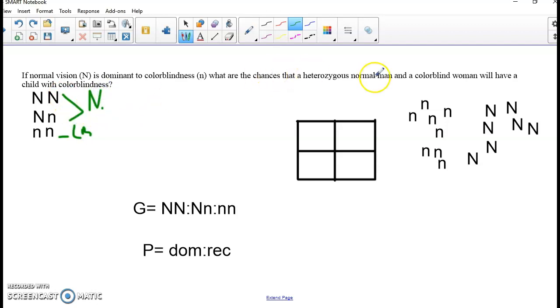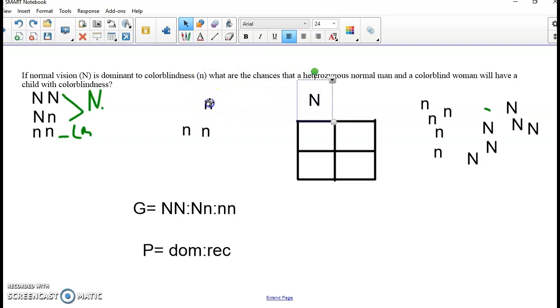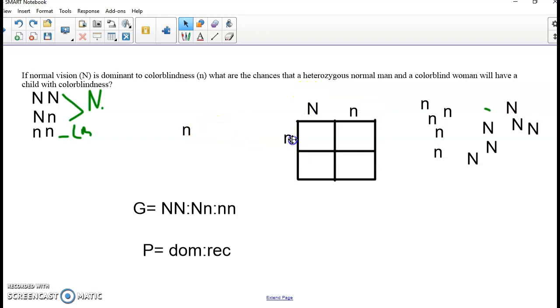So first off, I have a heterozygous normal man. So he's normal, so he's one of these two, but it tells you it's heterozygous. So I know the dad is going to be big N, little n. And the mom is colorblind. Well, there's only one option for colorblind, little n, little n. So that's the mother. So we'll put them on the Punnett square. Now again, it doesn't matter where you put the letters as long as they're together. So for example, the father's here and the mother's here, but I could have just as easily put the big N, little n here and the little n there. So we're going to plug this in real quick.